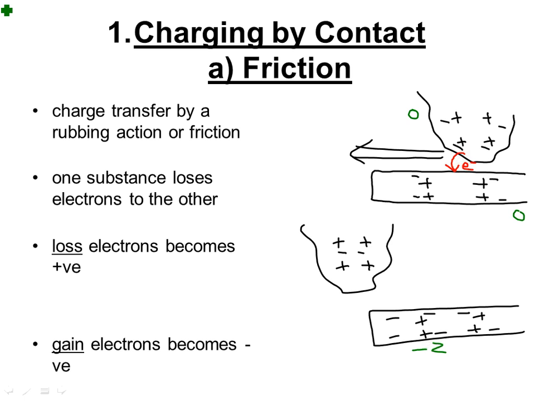-2. And what's the charge on the silk? I think Jess is getting it. +2. And does that make sense mathematically? It does. We started with neutral. Remember, our sum was neutral, and now we've got opposite charges.